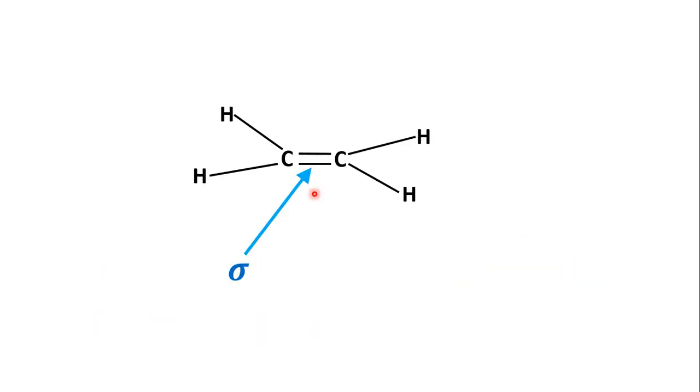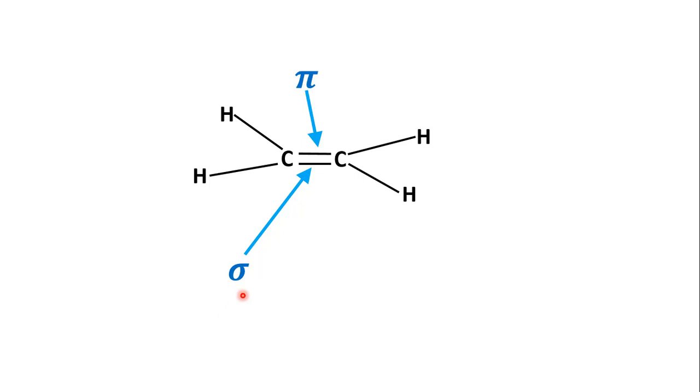In our discussion, we are going to focus on the C double bond C alone. It contains a sigma bond and a pi bond. The sigma bond is formed by the head-on overlap of sp2 orbitals over the carbon atoms. The pi bond is formed by the lateral overlap of 2p orbitals perpendicular to the molecular plane present in the carbon atom.